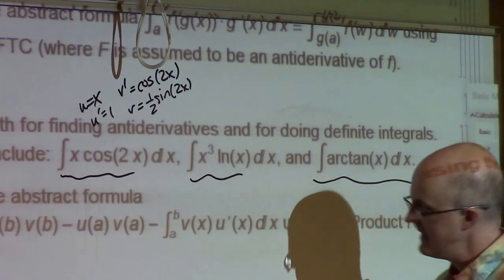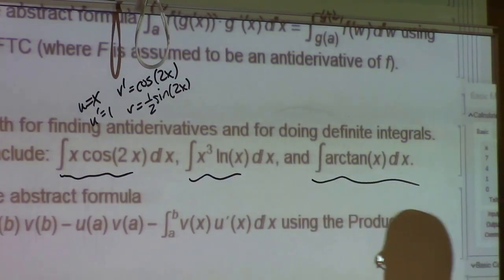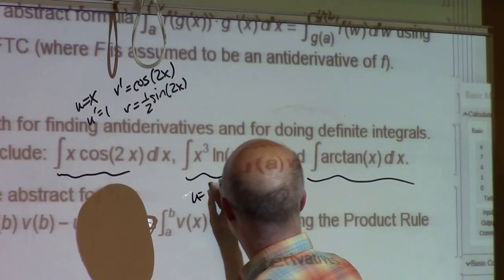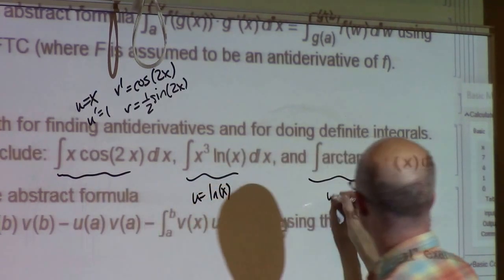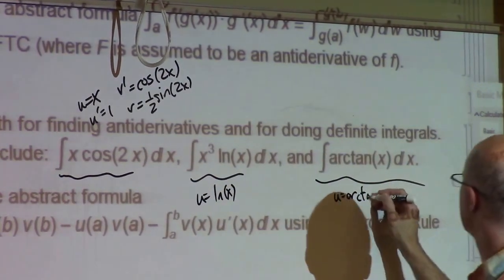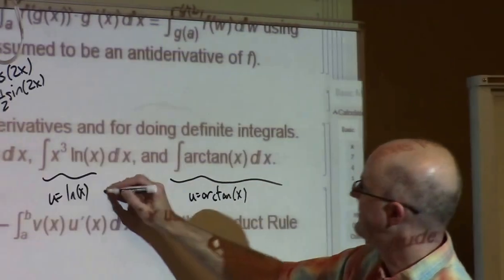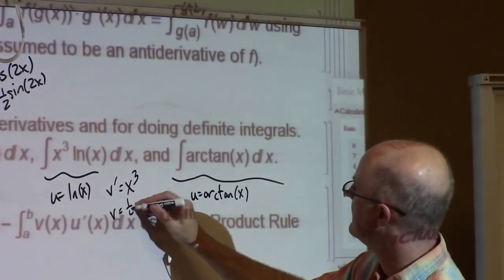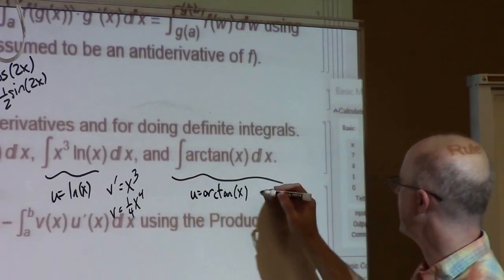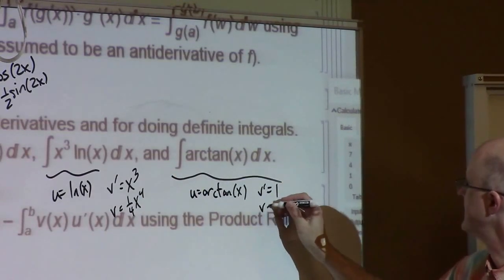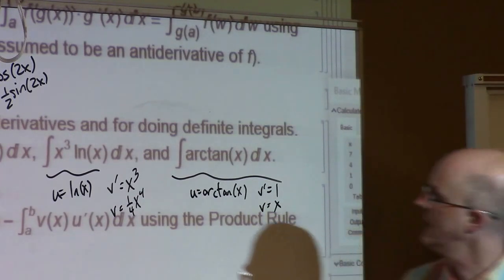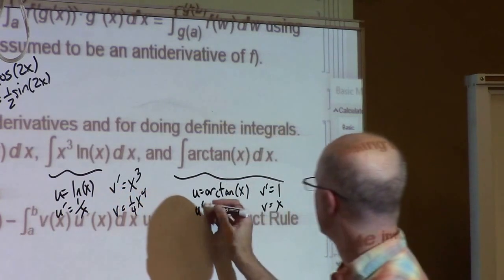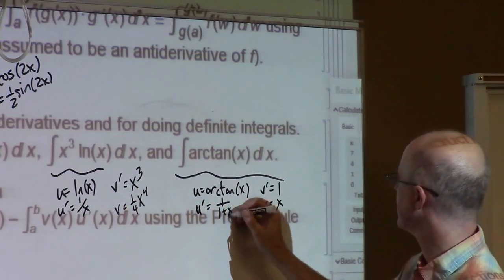When you've got natural log and or arctangent, you actually want to let u be the natural log in this case and u be the arctangent in this case. So that v prime is easy to integrate is the main reason there. V is going to be 1/4 x to the 4th in this example. In this example, v is going to be x. And u prime can be found: 1 over x in this example, 1 over 1 plus x squared in this example.